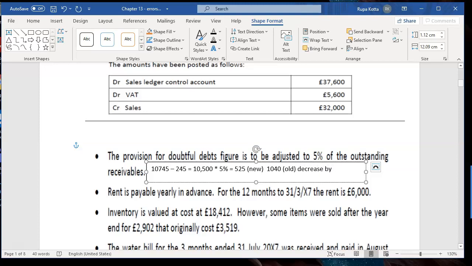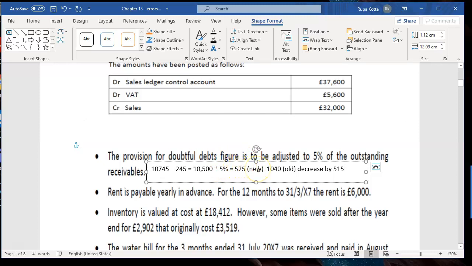I see the difference, 1040 minus 525, 515. I'm just explaining that again. Your receivable balance is 10,745, same as the SLCA. From that, before you calculate any new allowance, you need to remove the irrecoverable debt. Irrecoverable debt was 245. So 10,745 minus 245, my new SLCA or the receivable balance is 10,500. On that, I calculated 5% as my allowance, which came to 525.